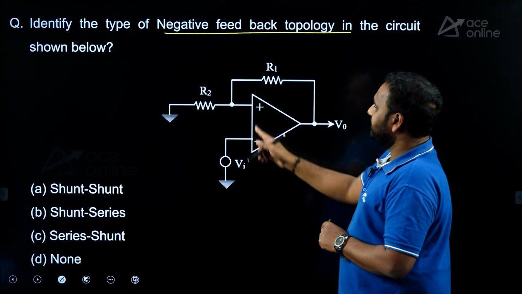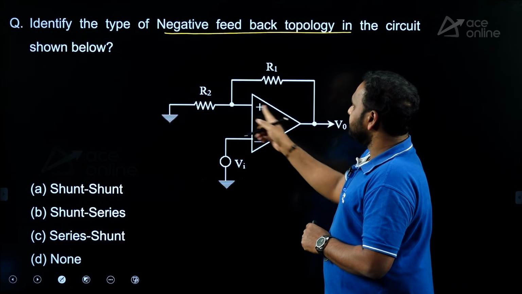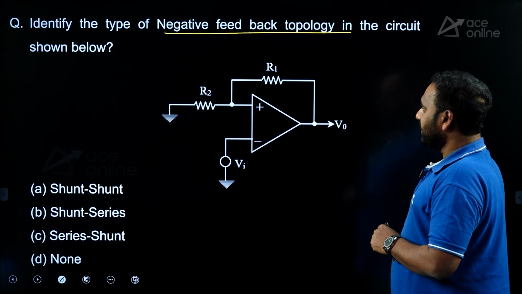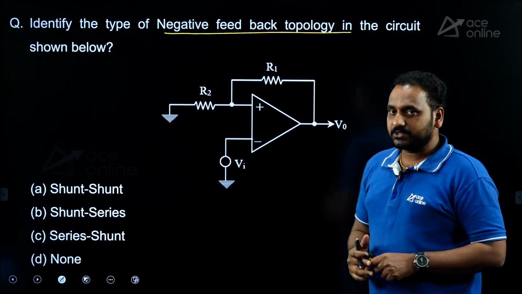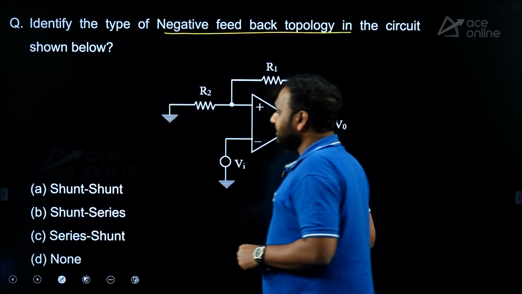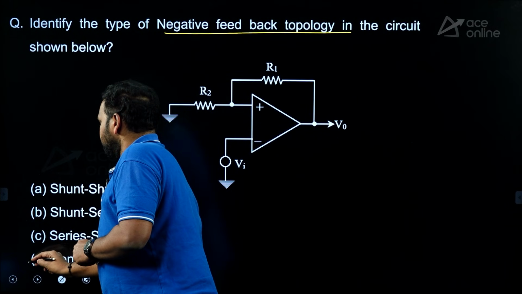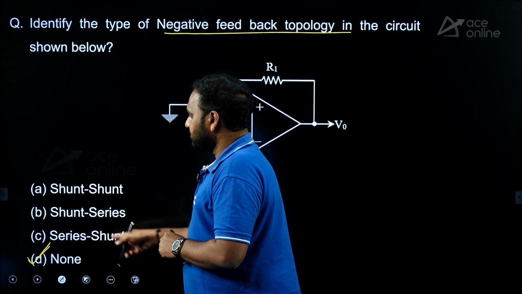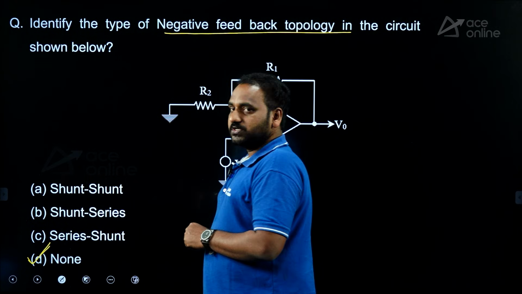Like that they are giving, like it is a series and shunt type of amplifier. Okay, like that students are doing their own analysis. But first of all, the given circuit is not an amplifier. D is the correct option. None. Shunt-series, series-shunt, all are wrong. None of the above is correct.